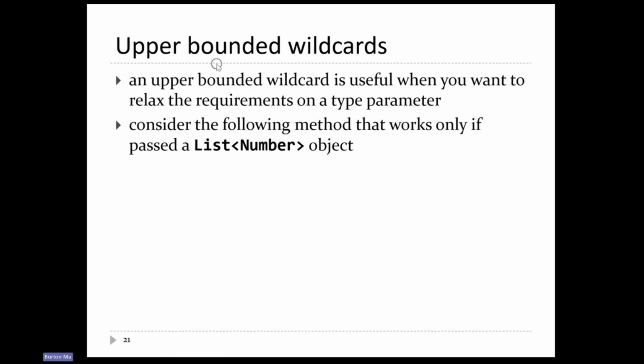All right, upper bounded wildcards. An upper bounded wildcard, which we saw already, like the example where our type extends Number or where the type extends Comparable, are all examples of upper bounded wildcards. This is useful when you want to relax the requirements on a type parameter. So consider the following method that works only if passed a list of numbers.